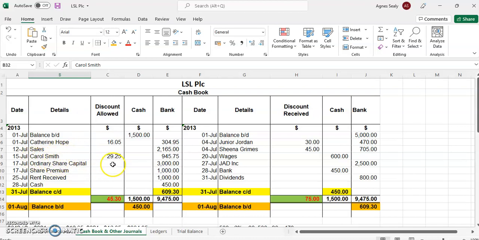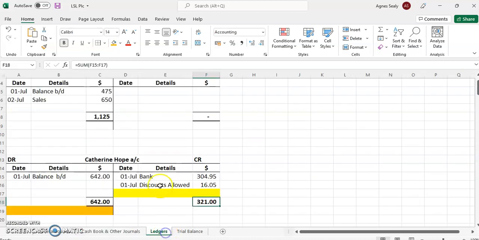And here on the 15th, we see that Carol Smith also made a payment. So we received money from Carol Smith, a check for $945.75, and the discount was $29.25. So we are completing the double entry. So bank is debited for $945.75, and discount allowed debited $29.25. So we'll go to her account and enter those as credit entries.